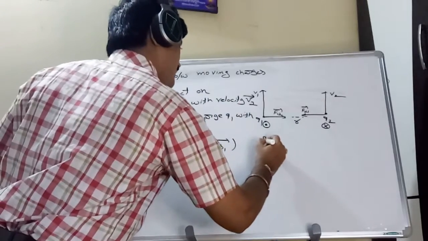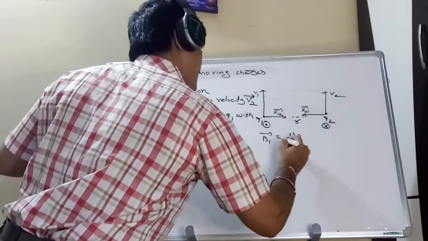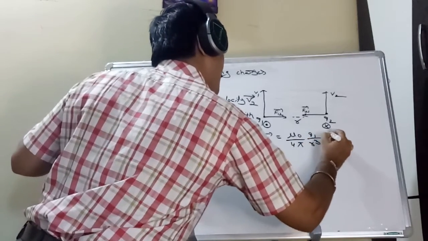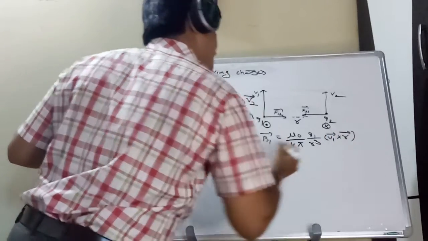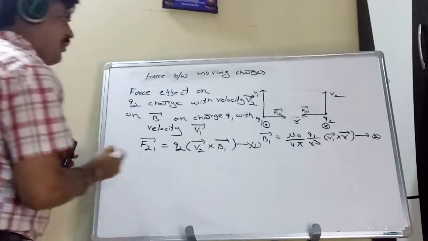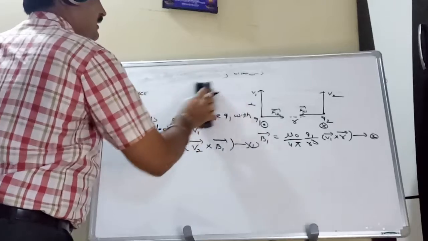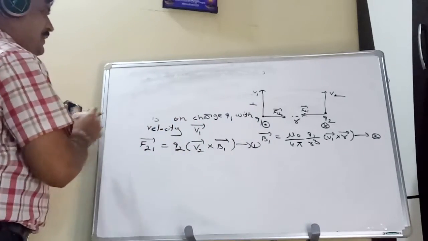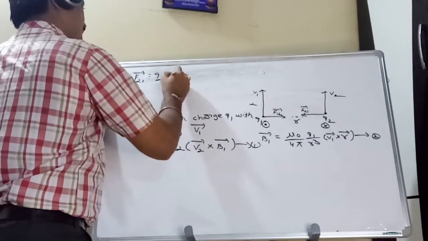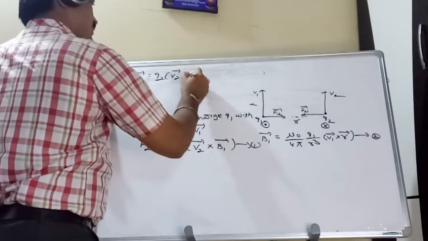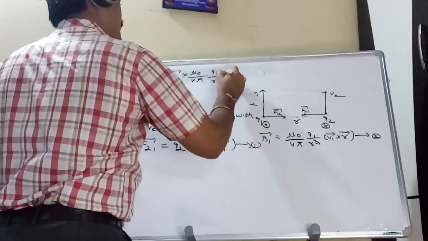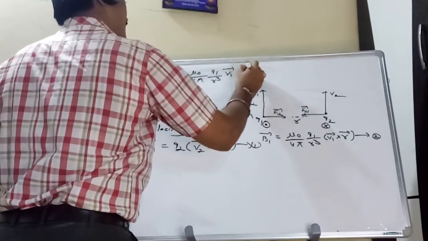From the figure, B1 bar equal to mu naught by 4 pi, Q1 by R cube, into V1 bar cross R bar. This is the first equation, and that is the second equation. So from 1 and 2, F21 bar equal to Q2 into V2 bar cross mu naught by 4 pi, Q1 by R cube, V1 bar cross R bar.